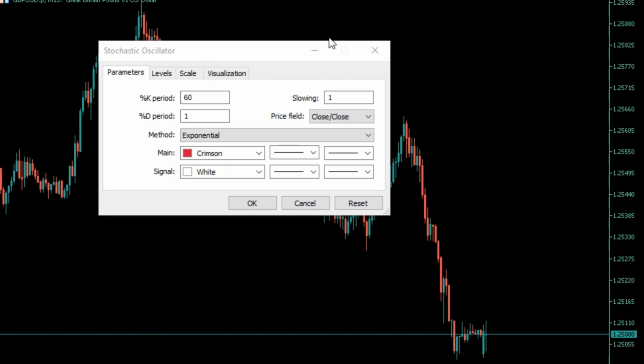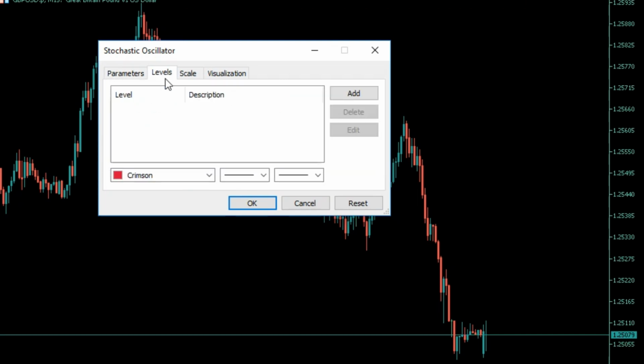We shall go to settings, then parameters, then the K period we keep it at 60, the D period at 1, the method we keep it at exponential, then the main chart color we keep it at red, then the signal line will be white, then slowing we keep it at 1, then price field we keep it at close over close. Then we head to levels.